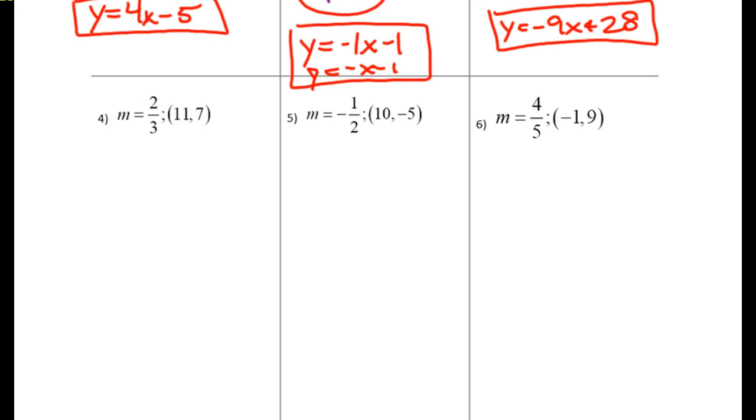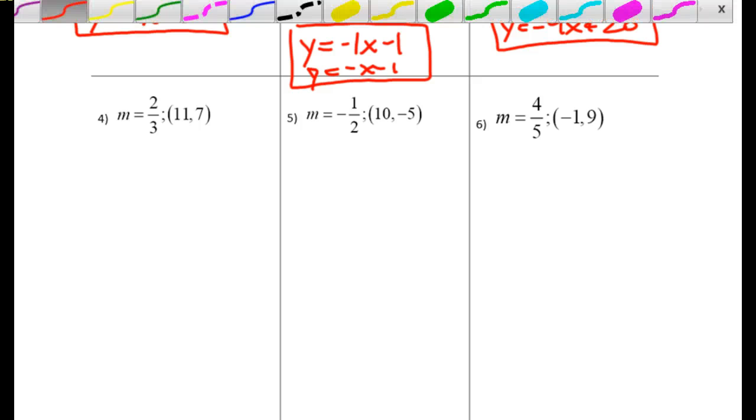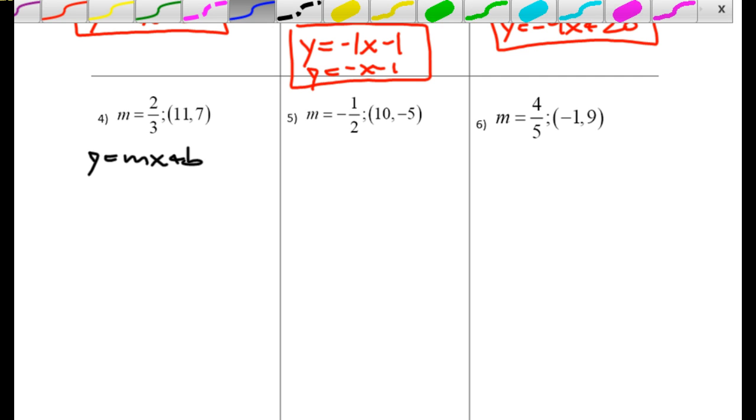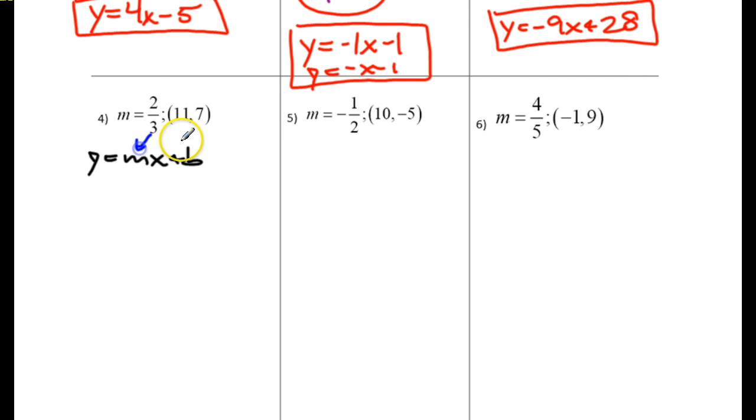They just have fractions. Alright, same process. Use the calculator to help you on the fractions. Okay. So I want the equation for the line that has a slope of 2/3 and goes through this point 11, 7. So, like always, we're doing y equals mx plus b. I'm going to plug in 2/3 for the m. I'm going to plug in 11 for the x. And I'm going to plug in 7 for the y.